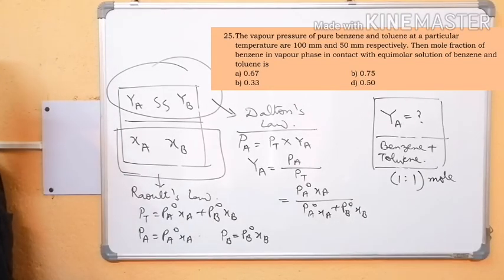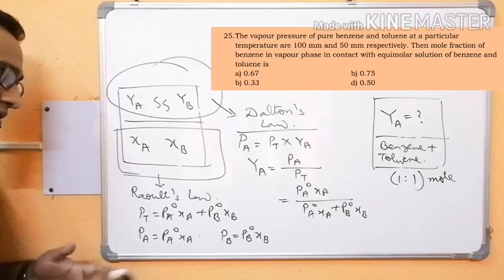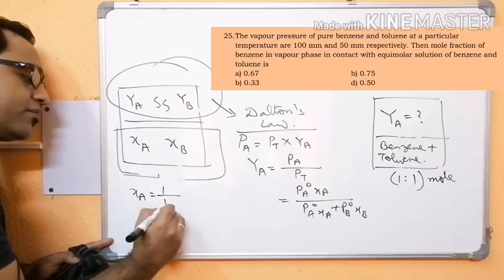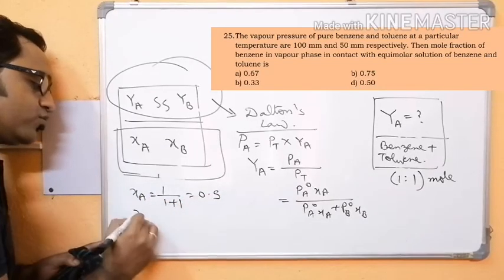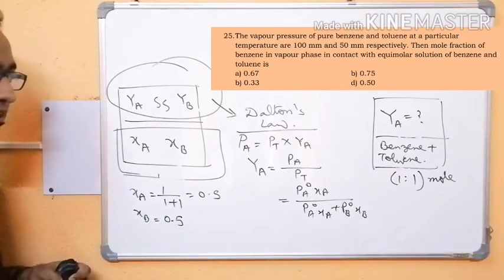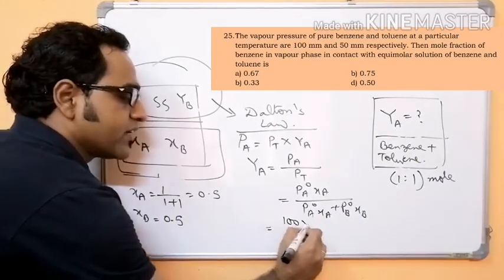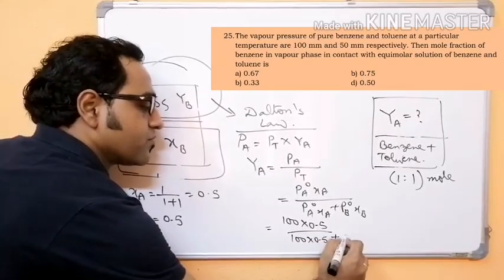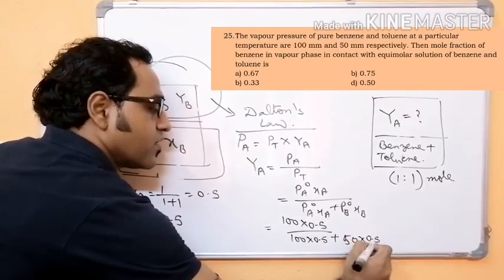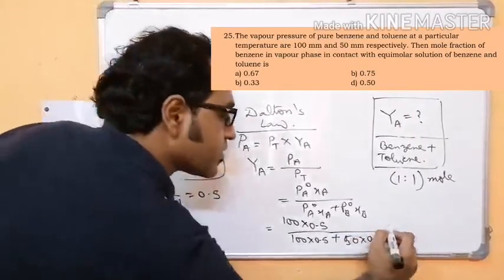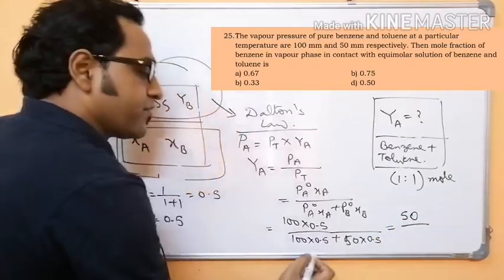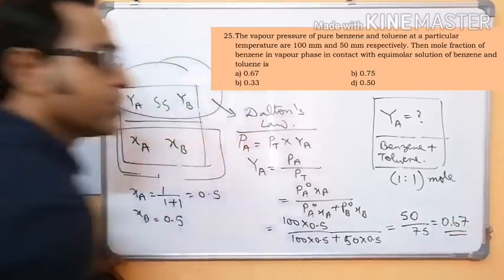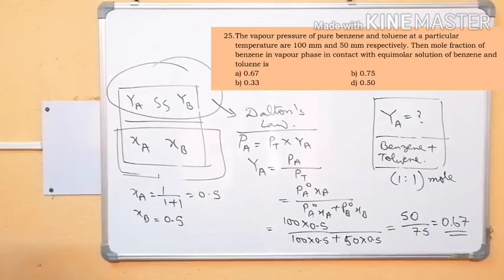Xa will be 1 divided by 1 plus 1, so it is 0.5. So Xb is also 0.5. So we can put here 100 into 0.5 divided by 100 into 0.5 plus 50 into 0.5. So finally you have 50 divided by 50 plus 25, that is 75. So that is 0.67. 0.67 is the final answer.